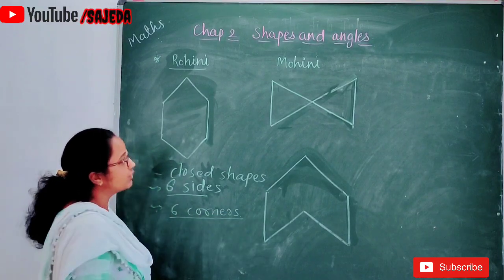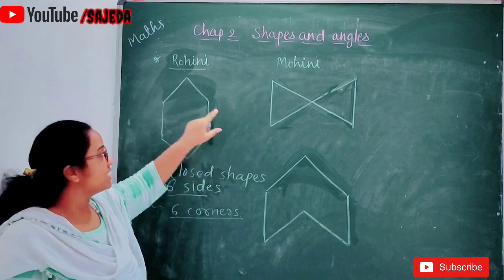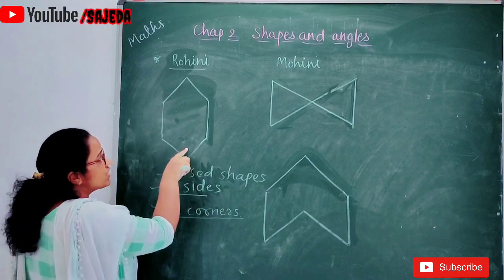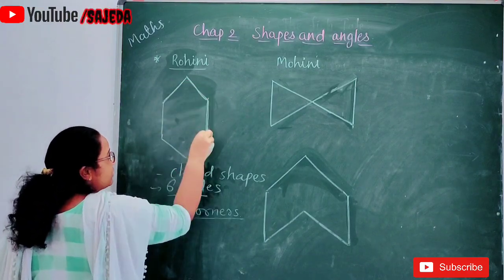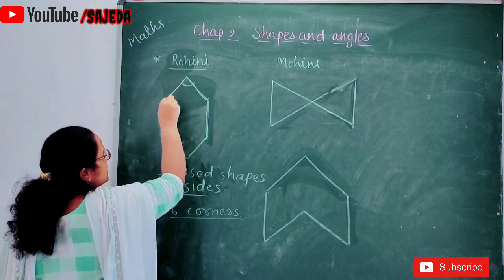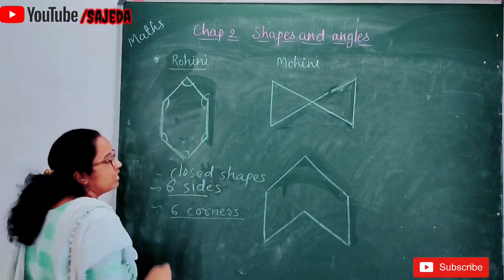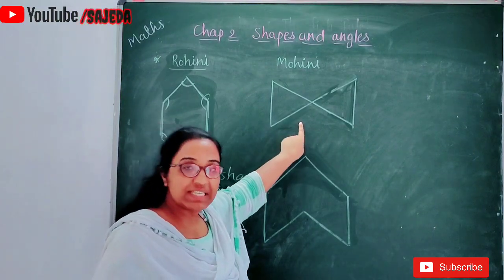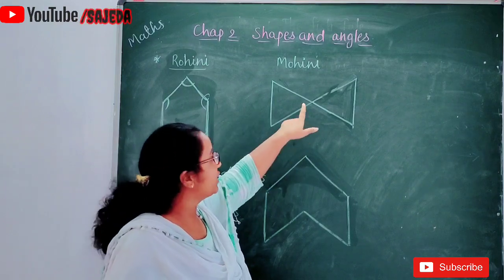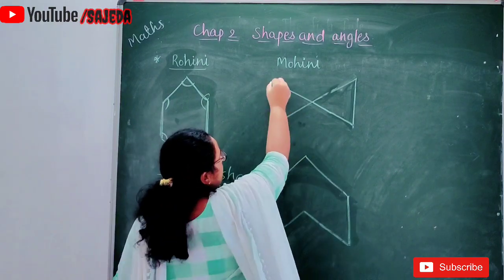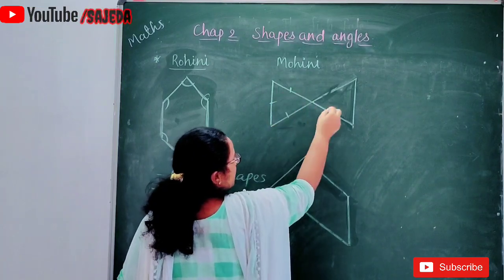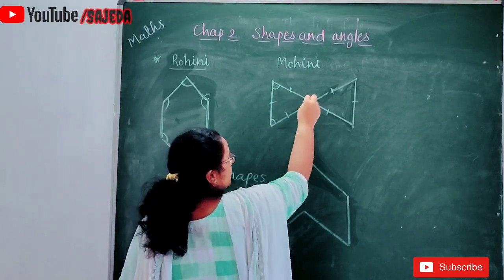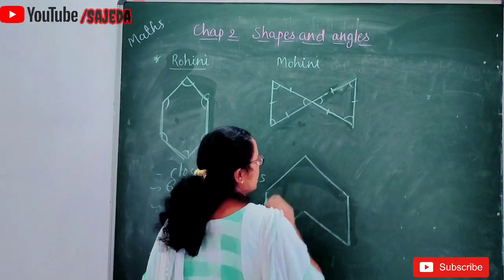Now both the sisters have drawn these two shapes. This shape is drawn by Rohini. As you can see in this figure, this is a closed shape and it has 6 sides and it has 6 corners, means angles. Now on the other hand, Mohini also has drawn a figure having 6 sides. It is a closed shape and it also has 6 corners. These are 6 sides, 1, 2, 3, 4, 5 and 6. It has 6 corners, 1, 2, 3, 4, 5, 6.